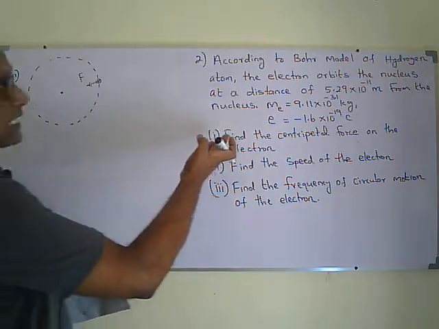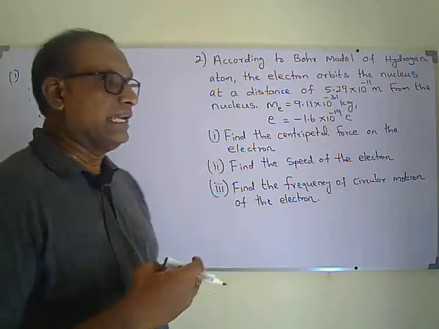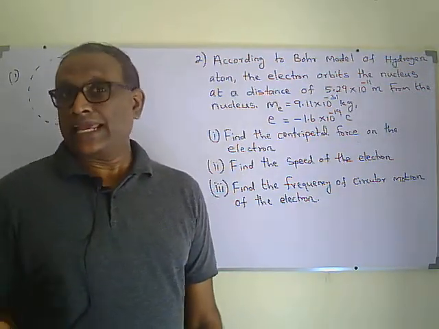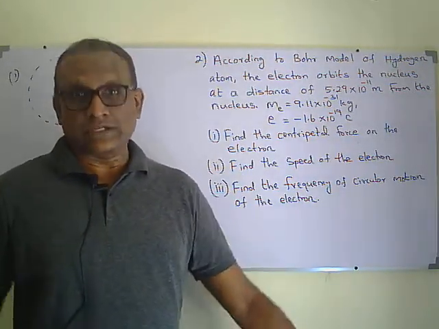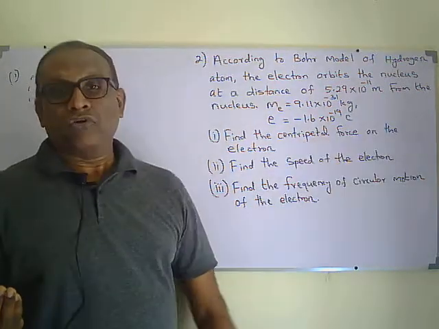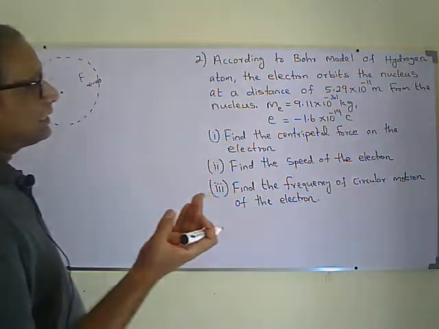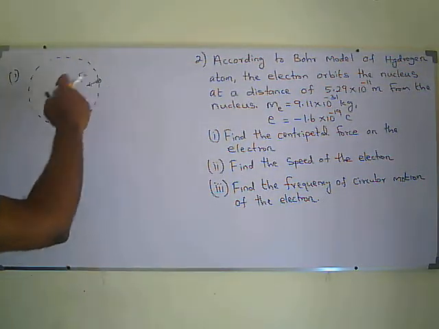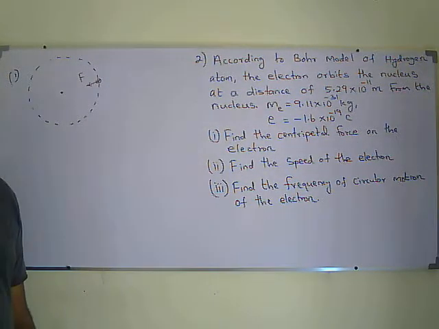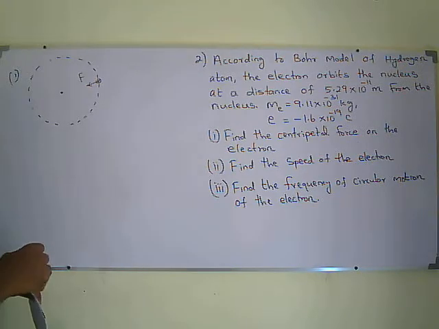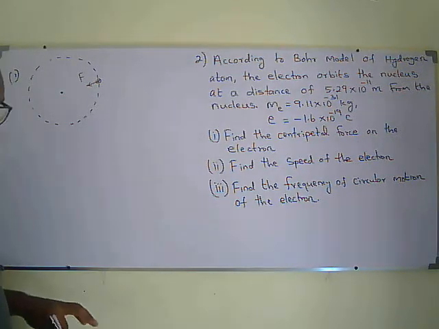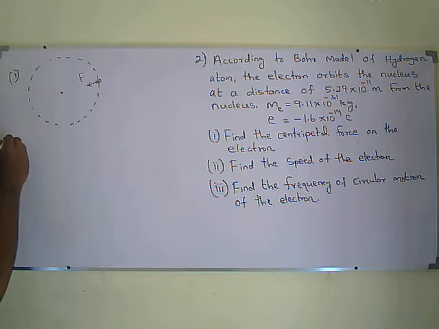So in the first part, they asked to find the centripetal force on the electron. It looks like something related to mechanics, but actually this is electrostatics. The centripetal force is provided by the electrostatic force. So we can find the centripetal force, that is the electrostatic force, by using Coulomb's law.